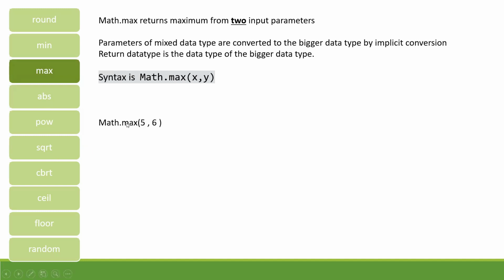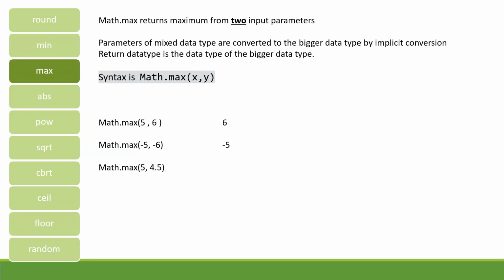Here, Math.max of 5 and 6. In this case, it is easy to decide the maximum value. 6 is higher than 5, so the output will be 6. Both data types are integers, so the output will be an integer. Math.max of minus 5 and minus 6. What is higher? Minus 6 has lesser value than minus 5, so minus 5 is the higher value here. Both numbers are integers, so the output will be an integer.